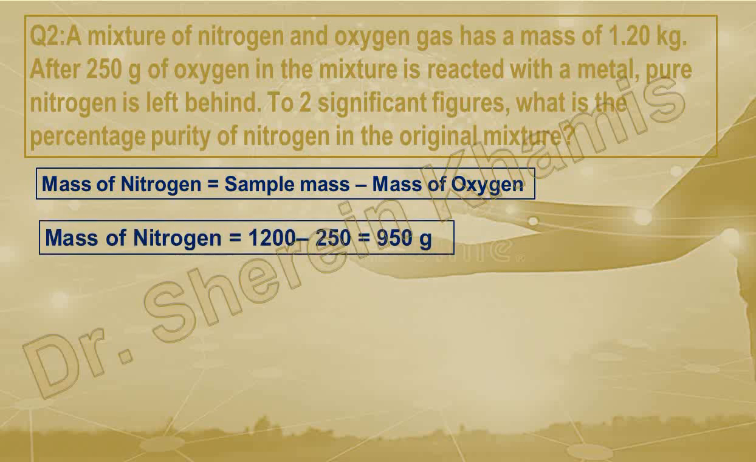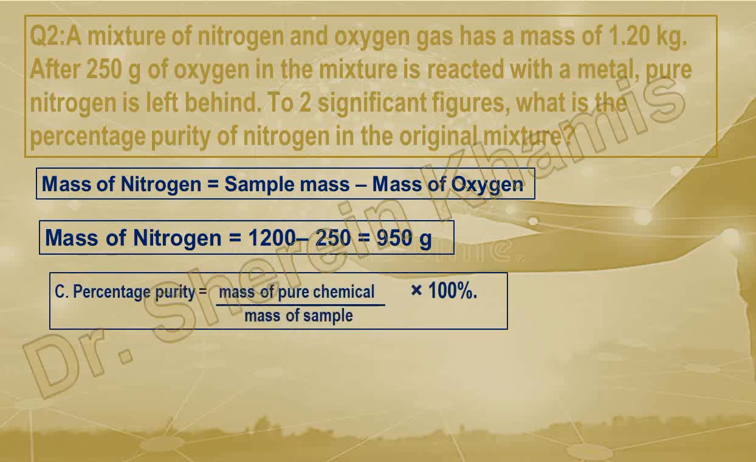The second step, we will calculate the mass of nitrogen by converting to the same unit. We have 1.2 kilogram. We will convert it to 1200 gram, as they must be in the same unit, minus 250 gram. So at first we get the mass of what? Mass of nitrogen. So we have here the mass of nitrogen: 950 gram.